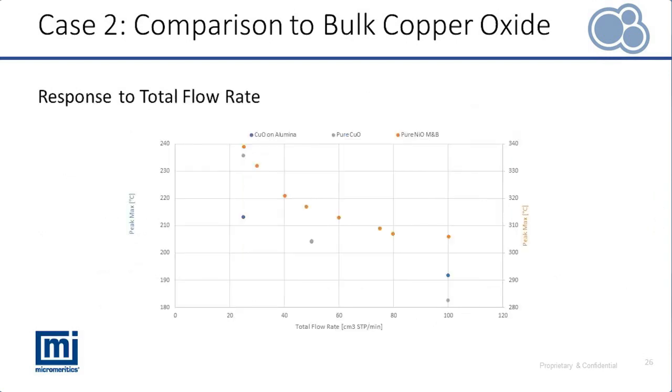Previously, it was shown that the sensitivity of the total flow rate for the supported copper oxide was less compared to pure nickel oxide, especially at lower total flow rates. This was revisited. The pure copper oxide results is overlaid in the previous graph and sharing the same primary y-axis as the copper oxide supported on alumina. Here it is apparent that the pure copper oxide peak temperatures exhibits more sensitivity to the total flow rates similar to the pure nickel oxide. The dispersion of the copper oxide nanoparticles on the alumina support reduces sensitivities to the total flow rates, especially at the lower flow rates.